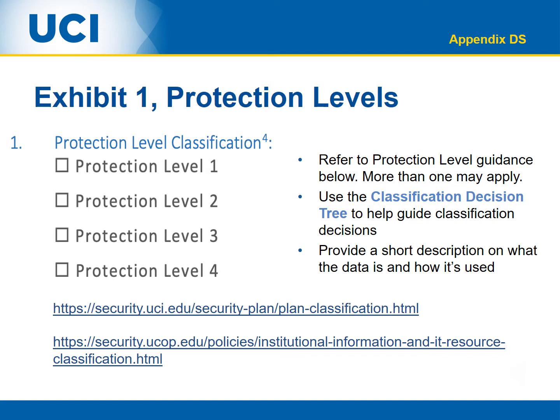If you need some help trying to determine protection level, we have a classification decision tree available from the UCI site that walks you through a bunch of questions to help you determine what possible protection level your data might have. And even though it's listed as optional on the Exhibit 1, please provide a short description of what your data is and how it's used. That helps not only the supplier, but also the security team better understand what kind of data is involved in this potential contract.